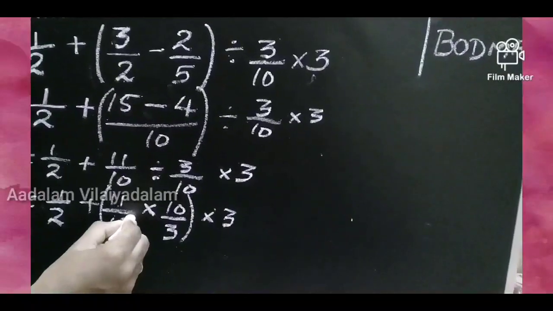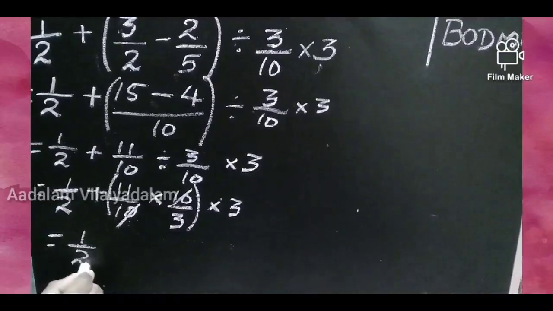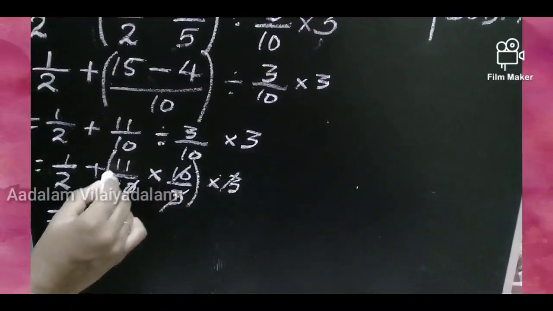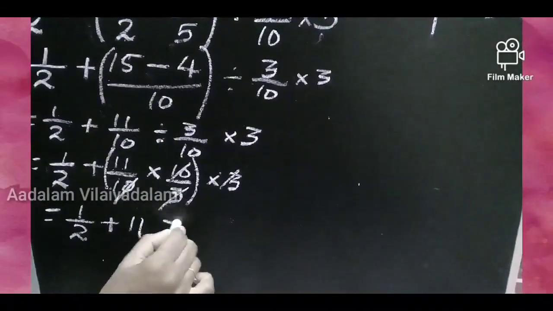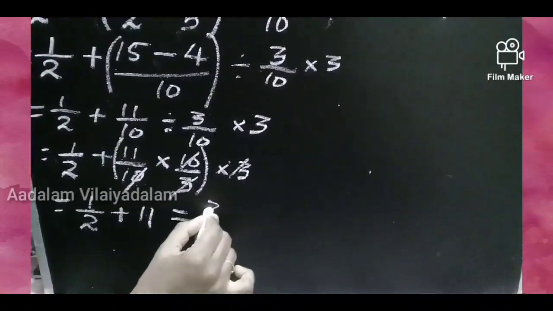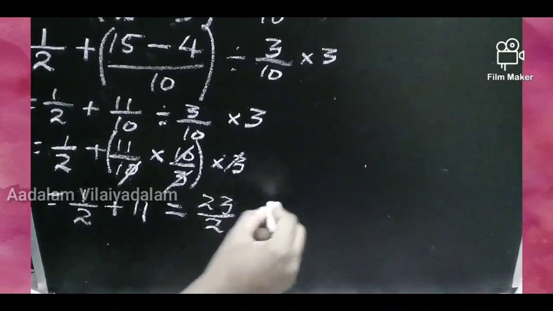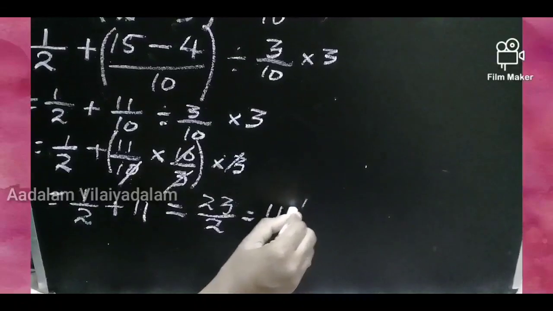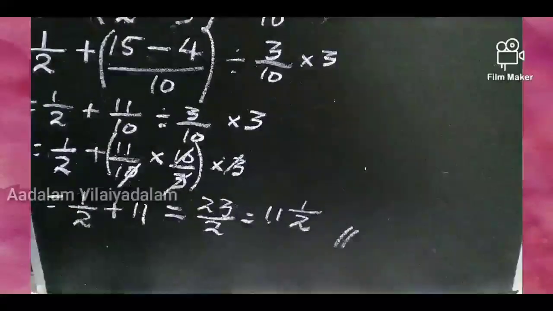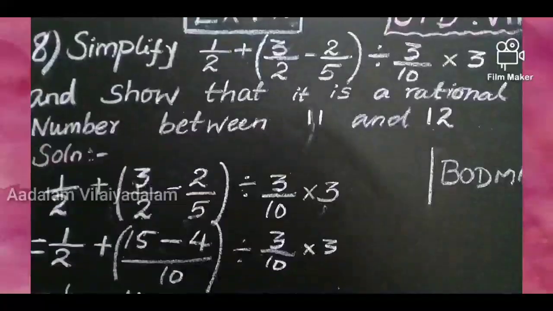Now multiplication: 10 and 10 cancel. What is the remaining number? 1/2 plus, here 3 and 3 cancel, the remaining number is 11. So the answer is 11 twos are 22, 22 plus 1 is 23, divided by 2. So 23/2, the mixed fraction value is 11 1/2. So 11 1/2 lies between 11 and 12. Therefore it is a rational number between 11 and 12.